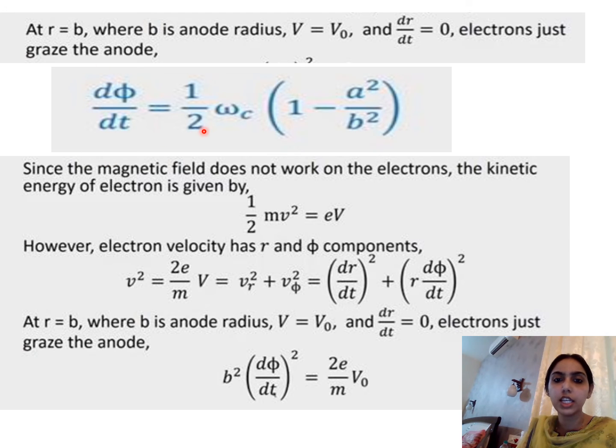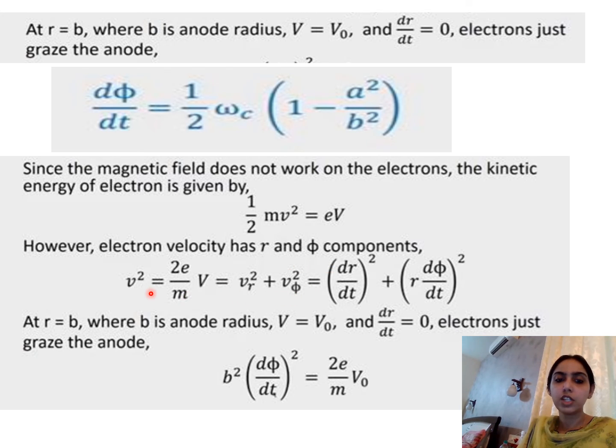It was half ωc (1 minus a²/r²). Instead of r we have considered the radius in the second case to be equal to b, where b is the anode radius. So when b is the anode radius, we know electrons are going to just graze the anode. The radial displacement dr/dt will be equal to 0. When we are considering the potential energy acting on the electron equal to kinetic energy, half mv² is equal to eV. But we know that here the electron velocity v is going to have both the radial component and angular component, r and φ component as written previously.